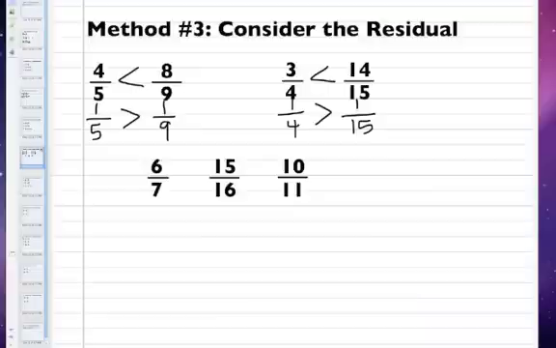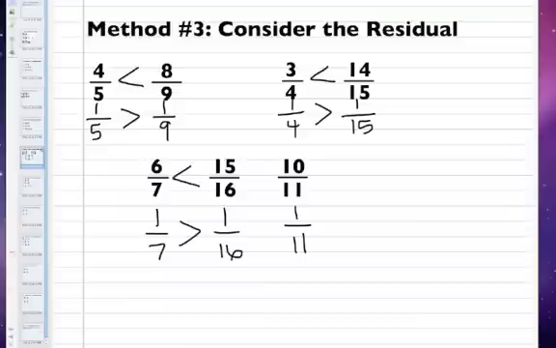All right, let's try this one. So we have 1/7, 1/16, and 1/11. So when we are comparing 1/7 and 1/16, 1/7 is a greater residual, which means 6/7 is the smaller fraction. When I compare 1/16 and 1/11, 1/16 is a smaller piece than 1/11, so 1/11 is greater, which means that 15/16 is the greater fraction.